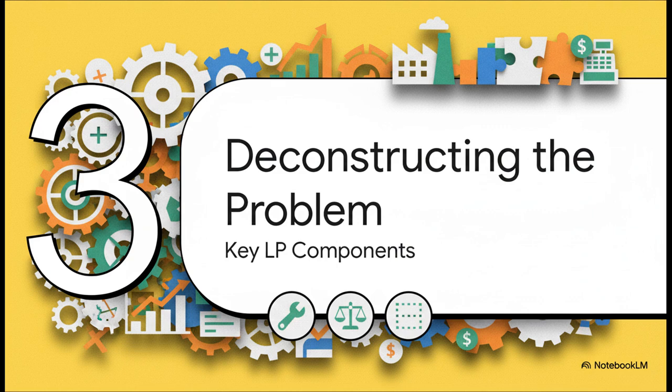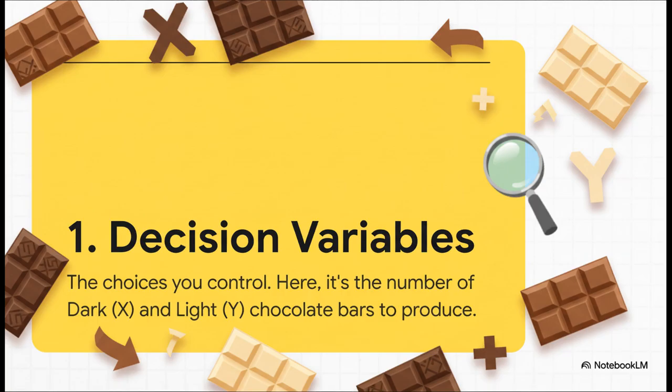So, to use linear programming, we first need to translate our business problem into a mathematical model. Now, that sounds complicated, I know, but it really just breaks down into 3 core parts. First up, we have the decision variables. These are simply the choices we get to make. In our case, the big decision is how many dark chocolate bars should we make and how many light ones. Let's just call these X and Y for short.